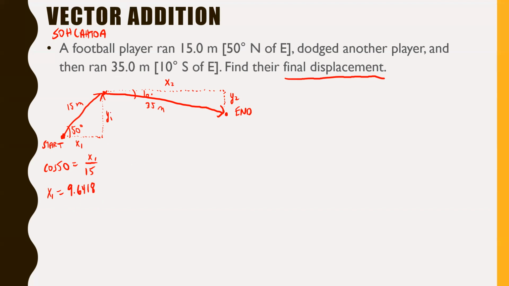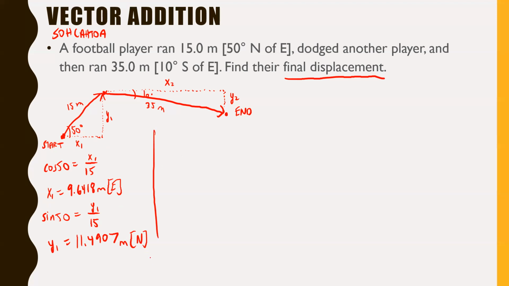Now let's find y1. Y is going to be our opposite side here, so we're going to use sine. So sine 50 equals y1 over 15, multiplied by 15 on both sides. And we get y1 equals 11.4907, we'll say. Now, I just realized I forgot to do something. Really important to include directions on these things, and units, of course. So both of those are meters. In terms of x1, that is going to the east. In terms of y1, that is going north.